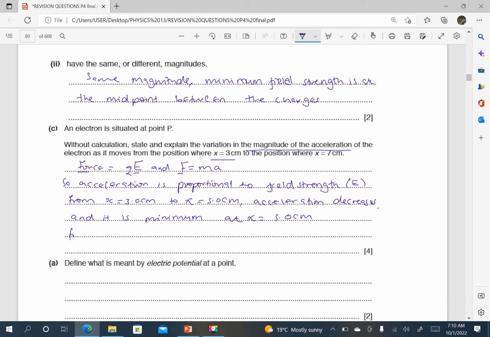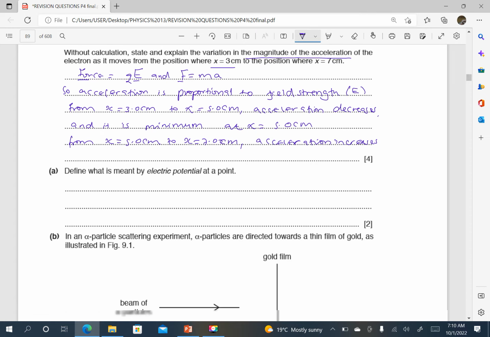Then from x equals 5.0 centimeters up to x equals 7.0 centimeters, from the graph we have seen that the electric field strength increases. So we simply say acceleration increases. Acceleration increases. Okay, another question.